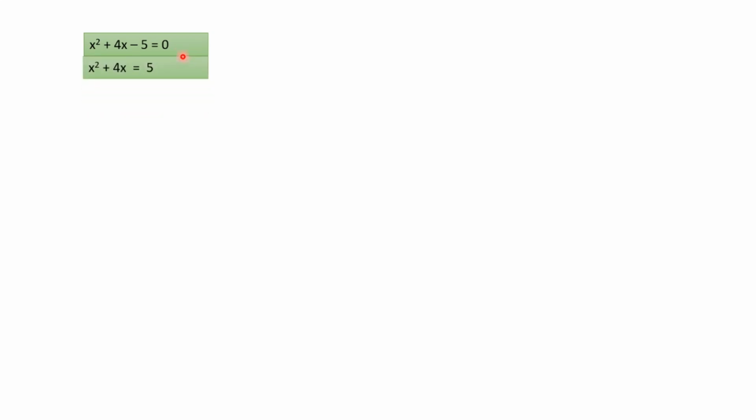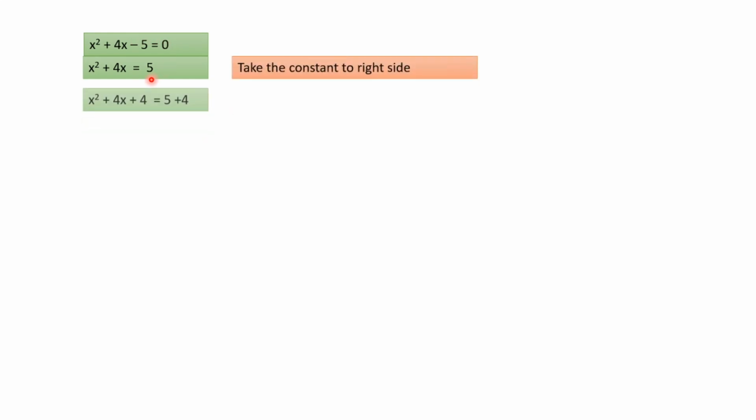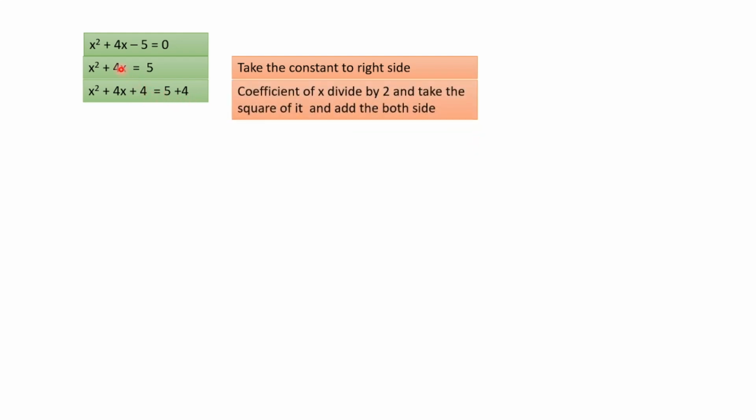X squared plus 4x, this minus 5 bring to the other side. It becomes x squared plus 4x plus 4 equals 5 plus 4. So how does it happen? You choose the coefficient of x and then divide by 2. It is 4 divided by 2, then take the square. The final answer is 4. On both sides you have to add 4.